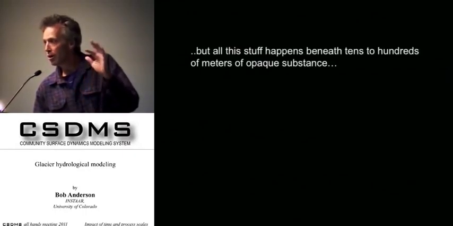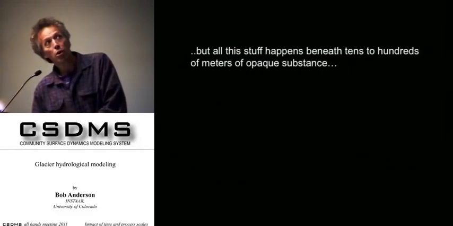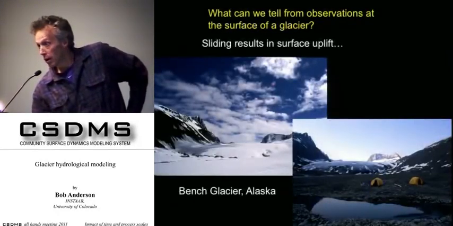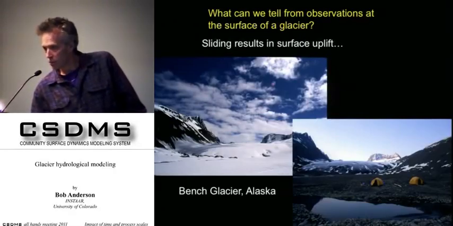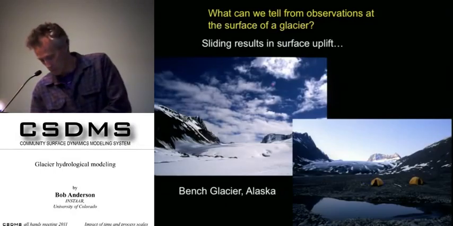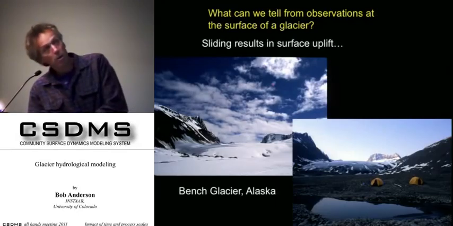But all of this happens underneath an opaque substance. So let me tell you about how we use proxy information from glaciers themselves, in particular how fast they go, as a means of telling us something about the subglacial system. So we've gone to work on the Bench Glacier, shown here in May and here in July.